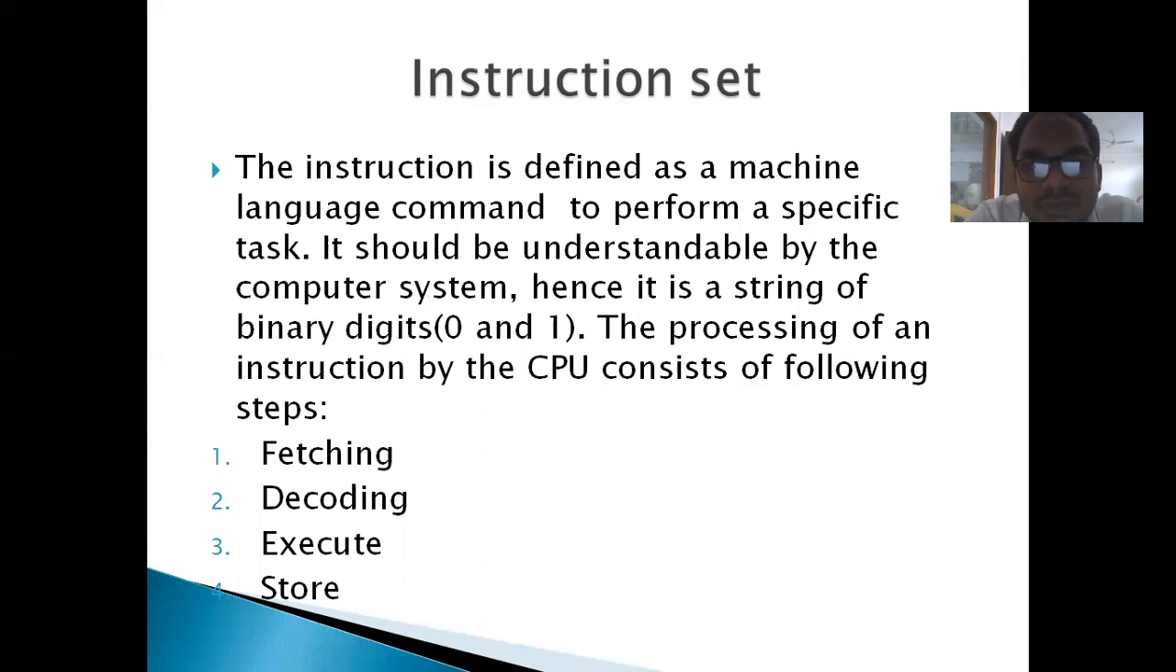zero and one. The processing of an instruction by the CPU consists of the following steps. What we can understand is that if the CPU has to perform a task, it needs an instruction. Then according to that instruction, the CPU will work.